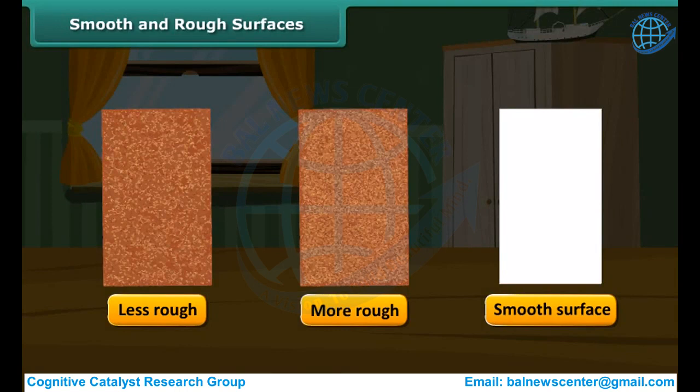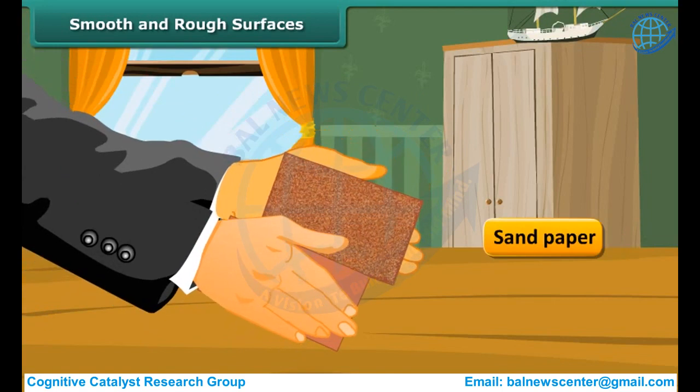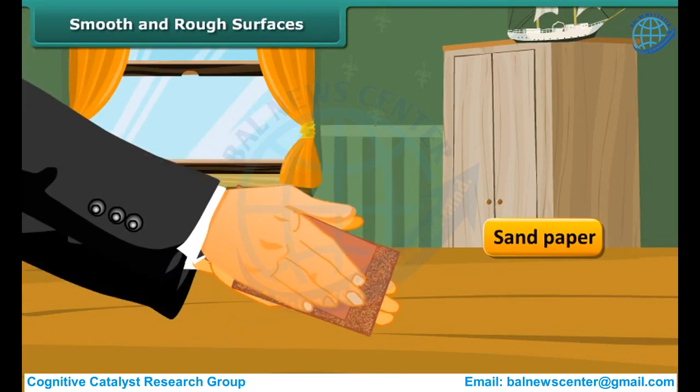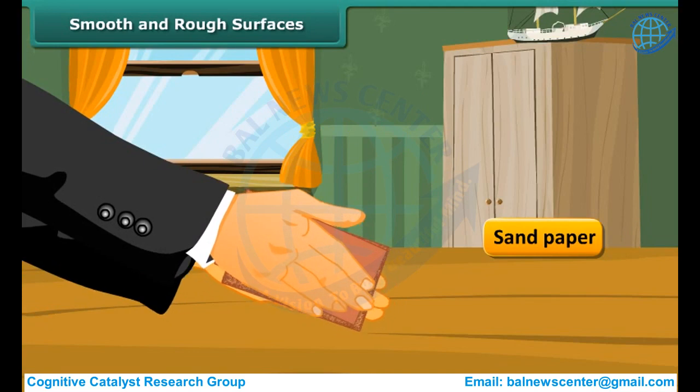Some surfaces are smooth and some are rough. Some are less rough and some are more rough. Even a smooth surface has some irregularities, roughness on it. For example, when we try to move one sandpaper over the other, the movement is not smooth. That means there is friction due to the interlocking of rough surfaces.